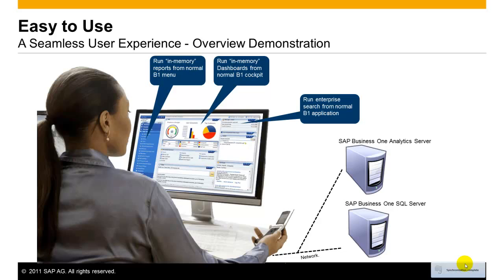In the future, when we plug in the SAP Business One Analytics server, the in-memory reports will run from the Business One menu, the same way your current reports do. Your new in-memory dashboards will run from the Business One cockpit, the same way your existing dashboards do. And your enterprise search will run as part of the normal Business One application, the way that it does today, except with significantly enhanced functionality, speed, and performance.